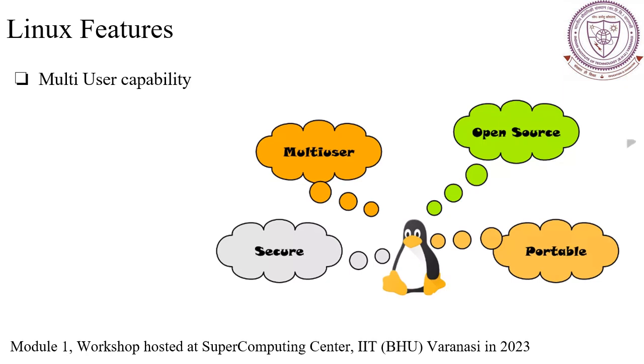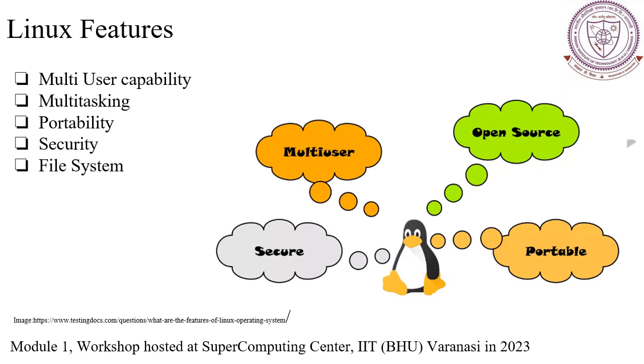Let's see some Linux features. Linux is a powerful operating system that offers a number of advantages, which include, first, multi-user capability. That is, Linux allows multiple users to log in and use the system at the same time. This is useful for businesses, schools, and other organizations where multiple people need to share a computer. The second one is multitasking. Linux can run multiple programs at the same time. This means that you can work on multiple documents.